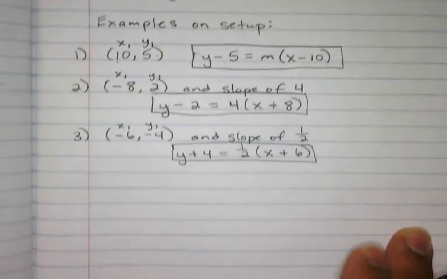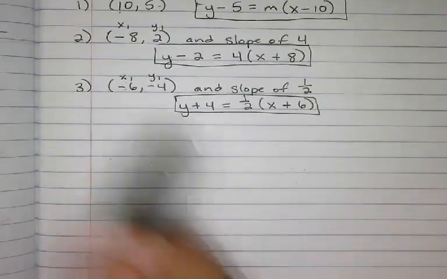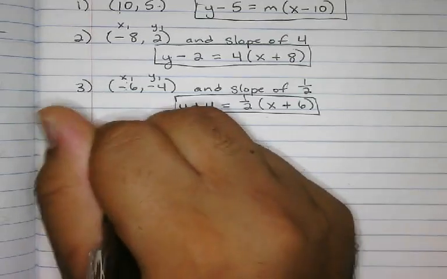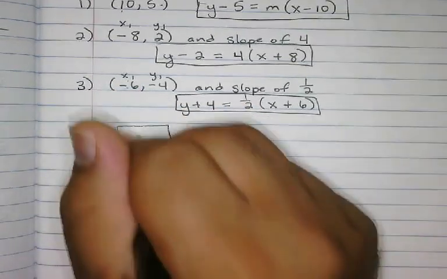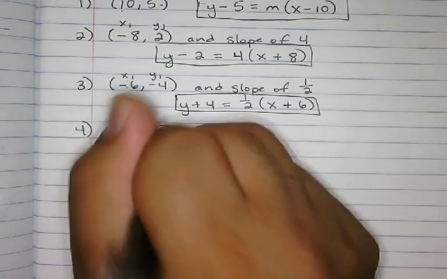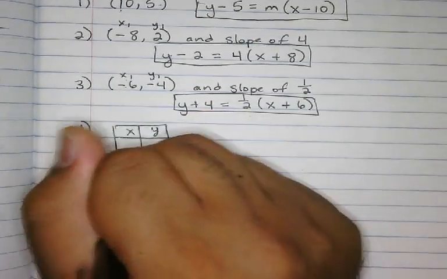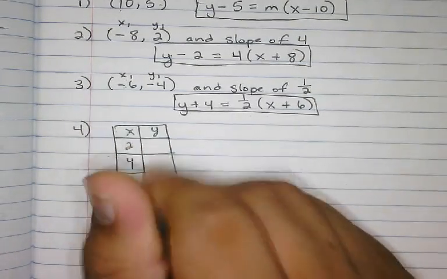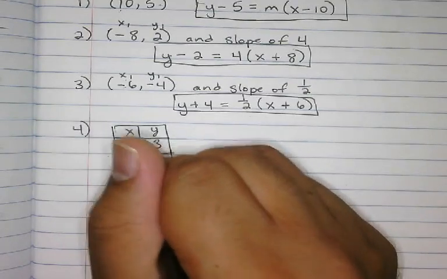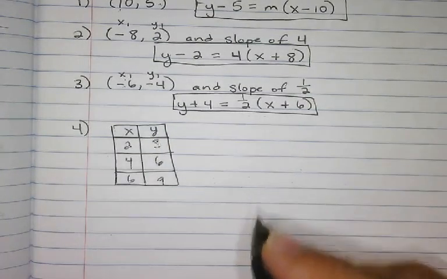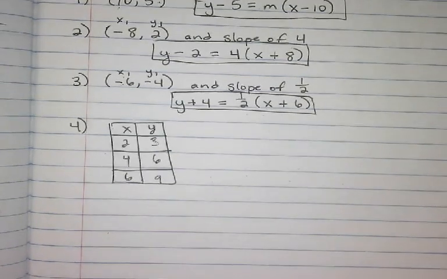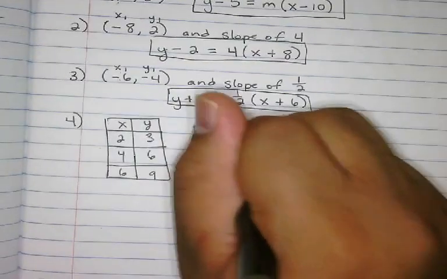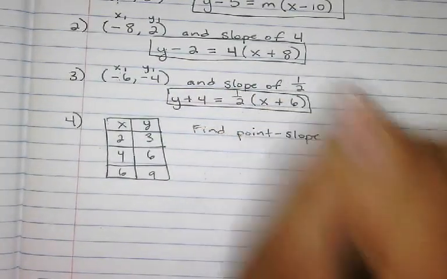Let's say they don't give you a slope. Let's say they just give me a table. So you have X and Y. Let's say they give you 2, 4, 6, and on this side 3, 6, 9. They give you this table and they want you to find the point slope form.